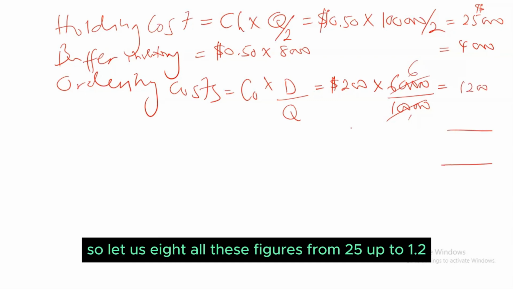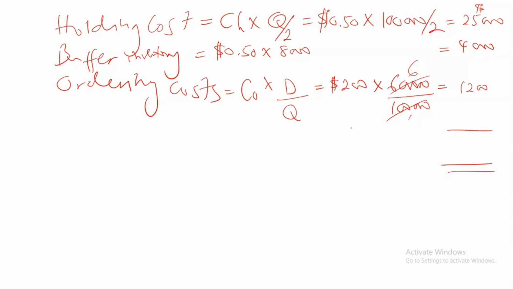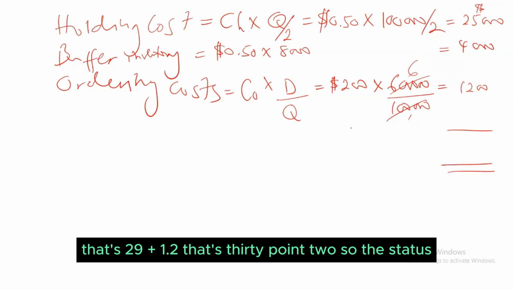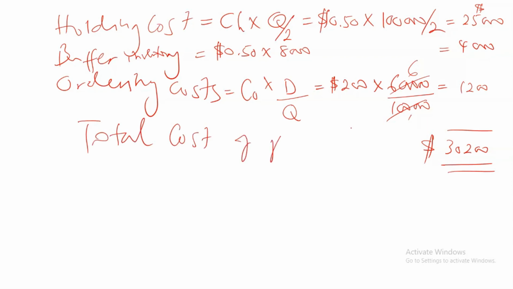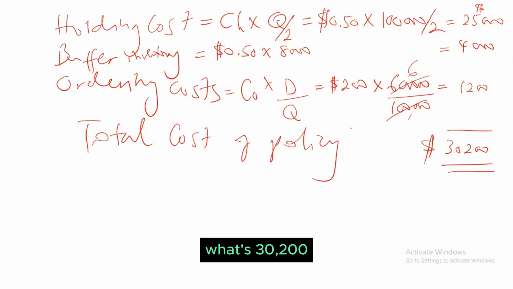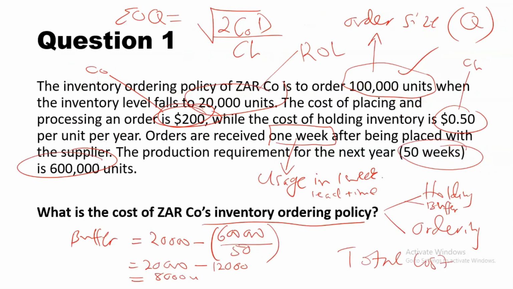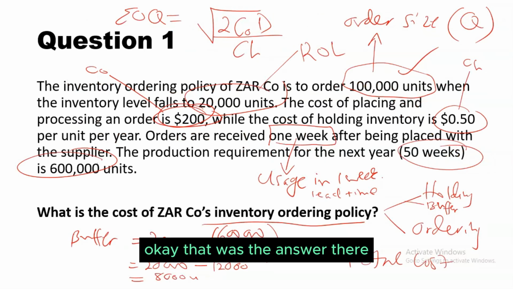So let us add all these figures from 25 up to 1.2. That's 25 plus 4, that's 29, plus 1.2, that's 30.2. So that's 30,000. So the total cost of the inventory policy was 30,200. Okay, that was the answer there.